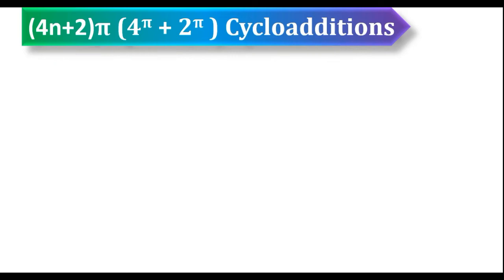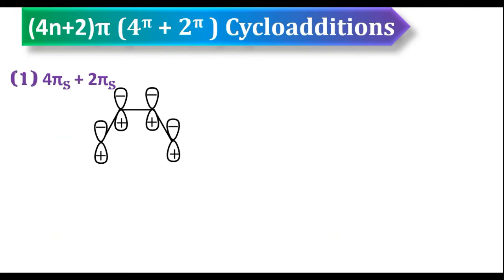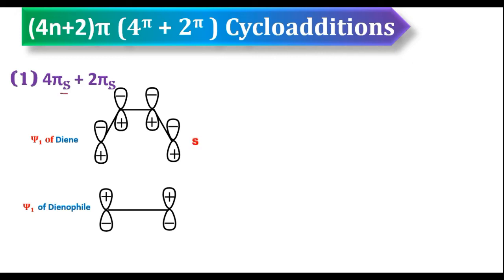Now the first one is 4 pi s plus 2 pi s. That means the first pi partner, this is psi 1 of the diene. Next, psi 1 of the dienophile. So this is the supra partner, therefore undergoing supra addition. And the second one is also supra addition. So select here the bottom side lobes, then it is undergoing supra mode of addition. Here I am taking the top side lobes, supra mode of addition.